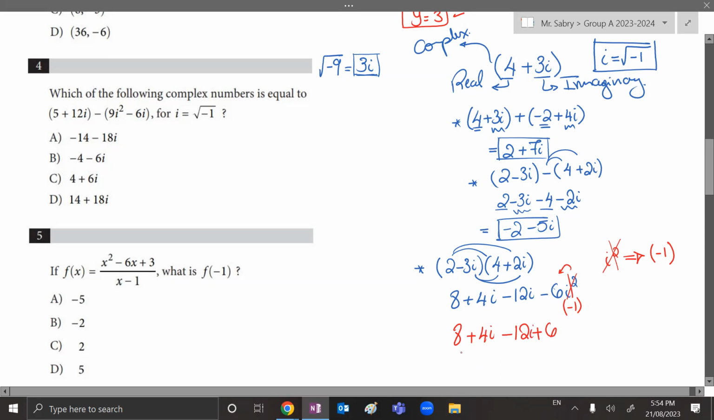Now, I'll still add like terms together. So the 8 plus the 6, this is 14. And then the 4i minus 12i, that's -8i. This is your final answer. Does this make sense?